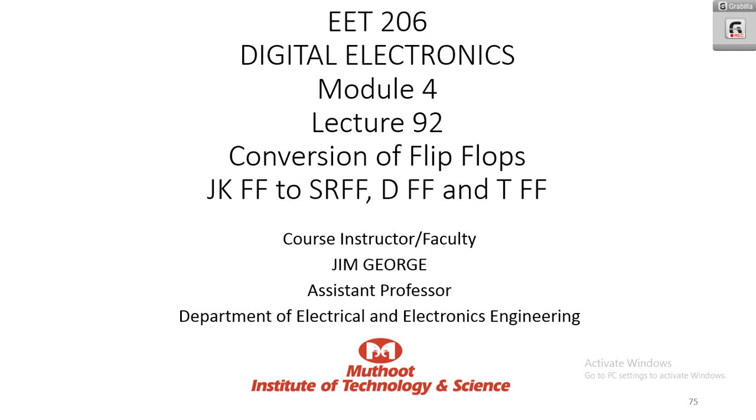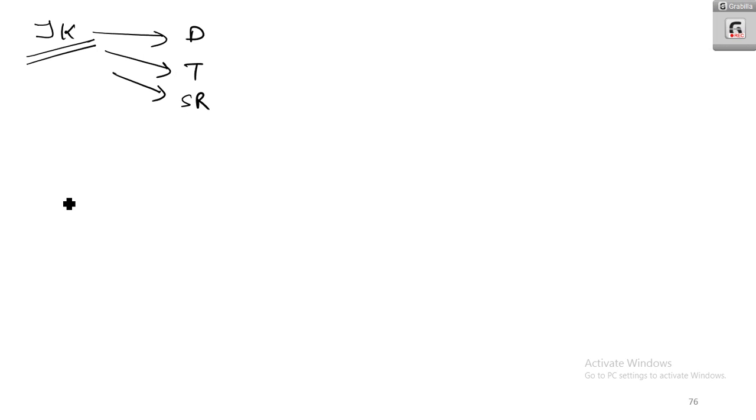In this lecture, we are going to convert JK flip-flop to SR flip-flop, JK flip-flop to D flip-flop. So here the base flip-flop we are having is JK flip-flop. JK needs to be converted to D, JK needs to be converted to T, and JK needs to be converted to SR. Okay. So the base flip-flop is JK.